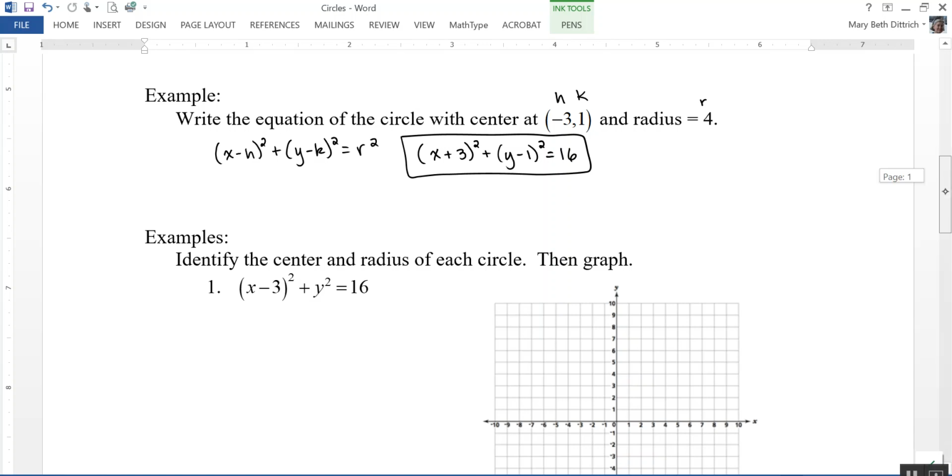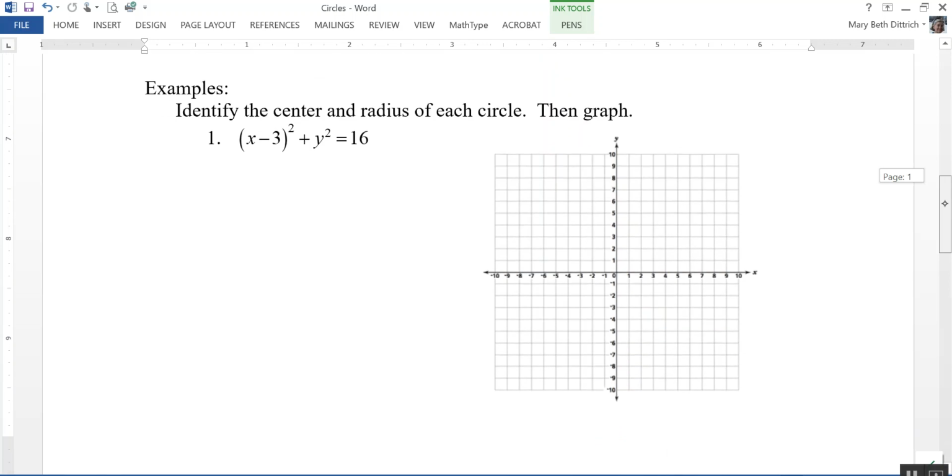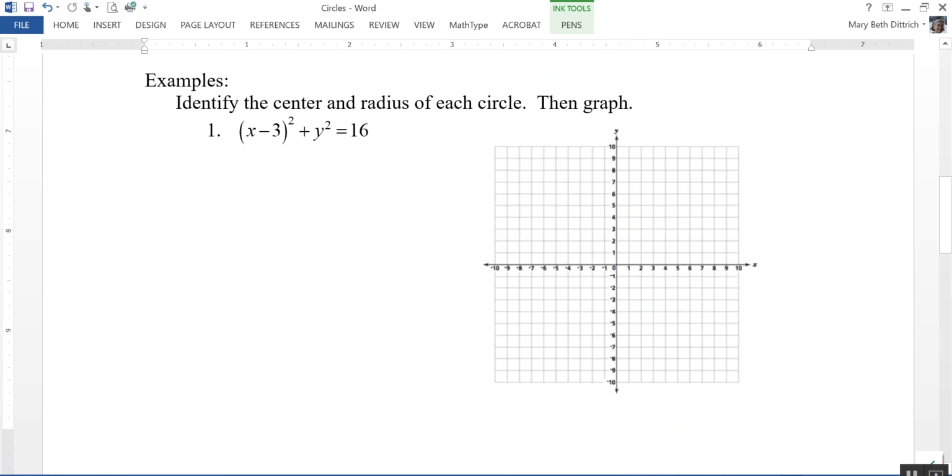Next example says to identify the center and the radius of each of these circles and then to graph. So here we have (x - 3)² + y² = 16. h is whatever's being subtracted from x, so h is going to be 3. k is whatever's being subtracted from y. Nothing's being subtracted from y, so k is equal to 0. And 16 is equal to r², so my r is going to be 4. So my center is the point (3, 0). My radius is 4, and from that I can graph.